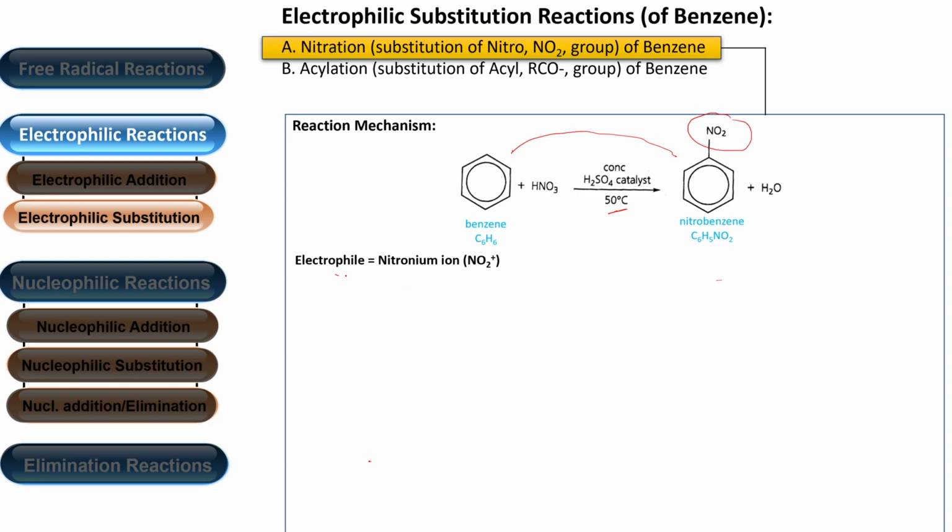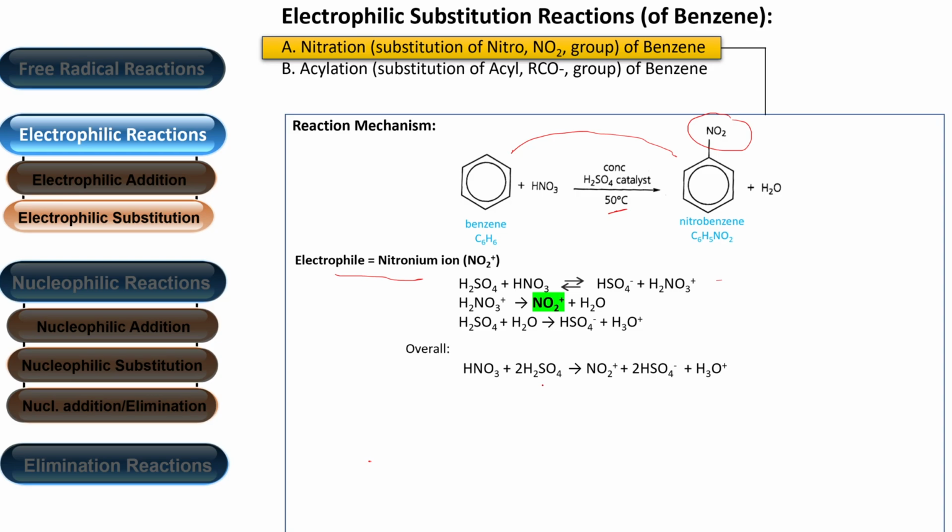So our electrophile would be the nitronium ion, NO2+. This nitronium ion is produced as a result of the reaction between the sulfuric acid and the nitric acid, which takes place in several steps. So sulfuric acid reacts with nitric acid to initially make the bisulfate and H2NO3+. H2NO3+ is then broken down into nitronium ion and water. Sulfuric acid then reacts with the water to make bisulfate ion and hydronium ion. So overall, nitric acid reacts with the sulfuric acid to make the nitronium ion plus bisulfate ions plus hydronium ions.